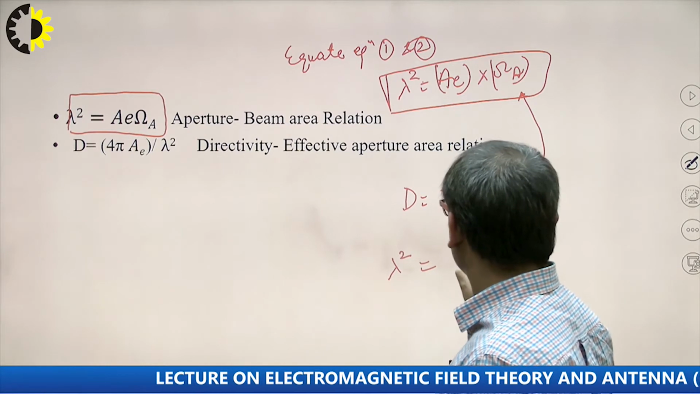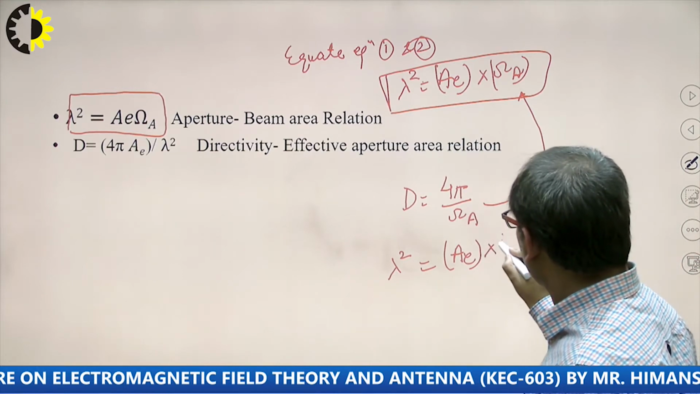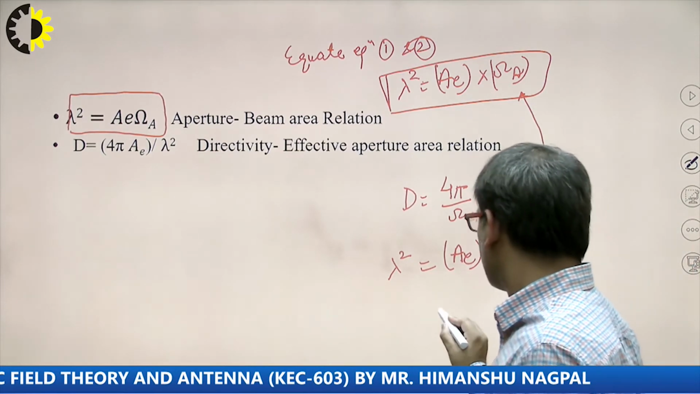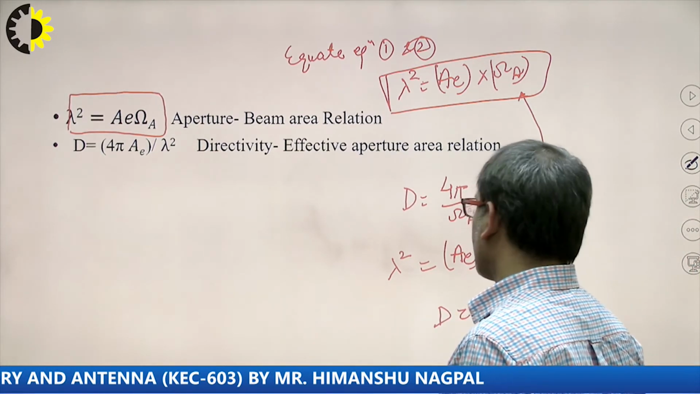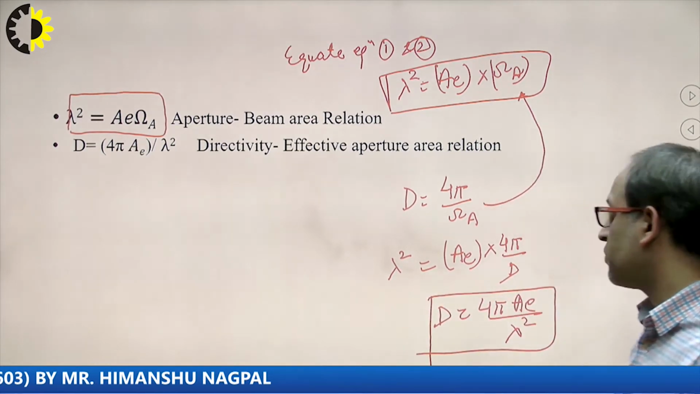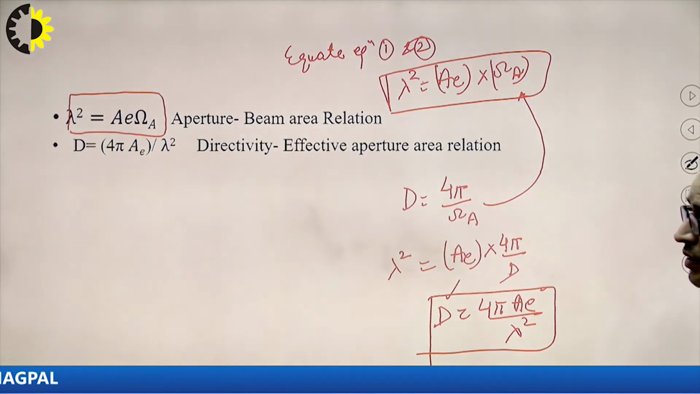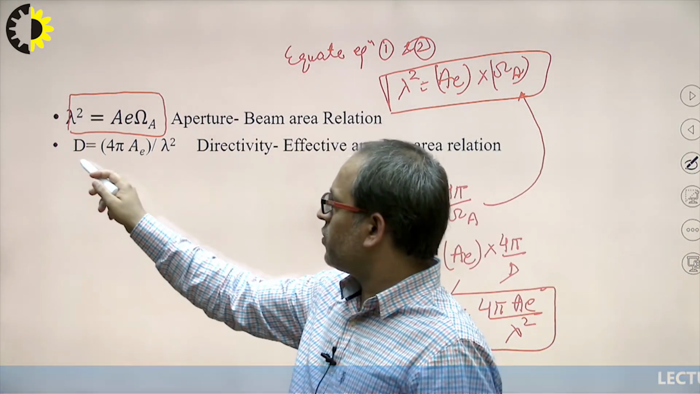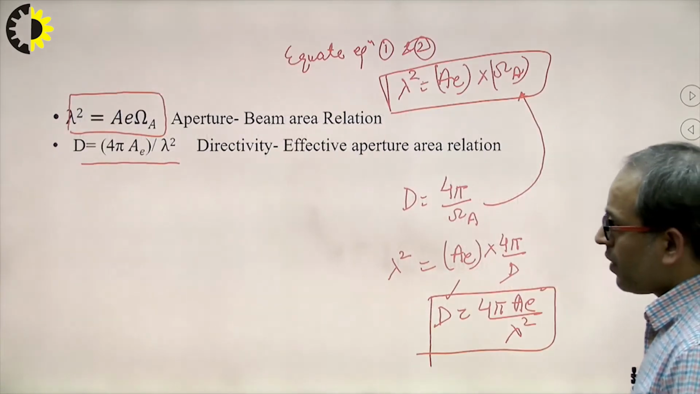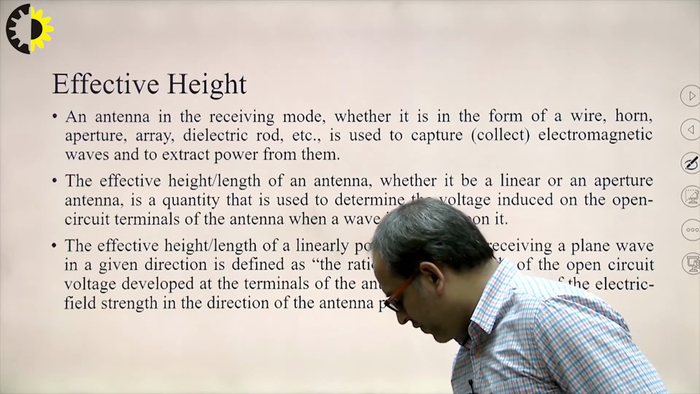So what will be? Lambda square equal to AE multiply by 4 pi upon directivity. So you will get directivity equal to 4 pi AE divided by lambda square. So this is the most important relationship between the directivity and the effective aperture area of an antenna. So you will see directivity equal to 4 pi AE divided by lambda square. Clear? Clear? So now next is the effective height.